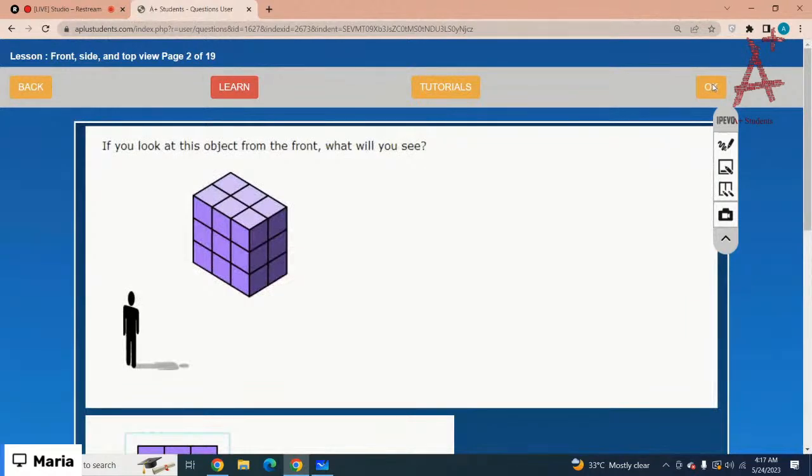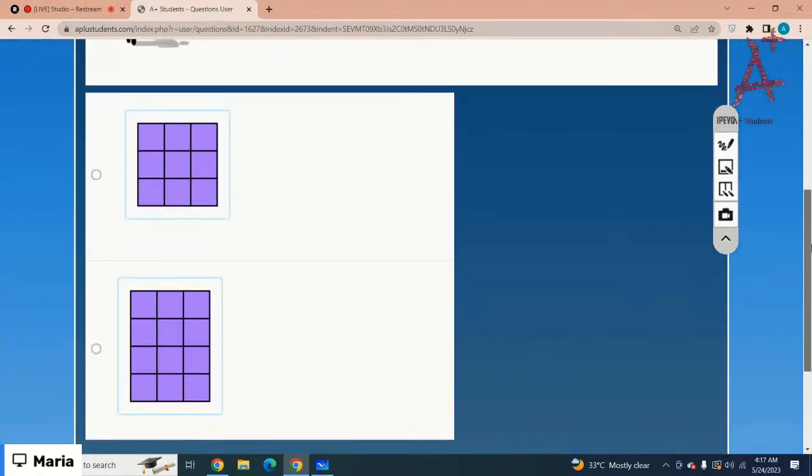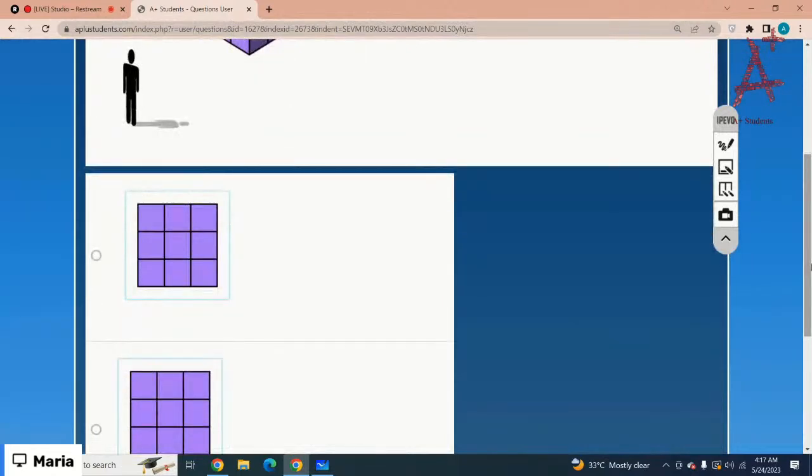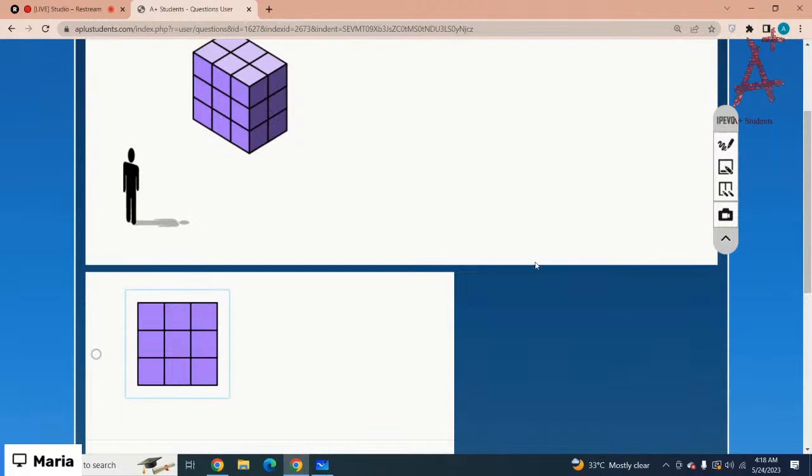Okay, if you look at this object from the front, what will you see? So which is the correct option? One or two? Yes, it would be the first one. Just match it here. 1, 2, 3. 1, 2, 3. It would be the first one.